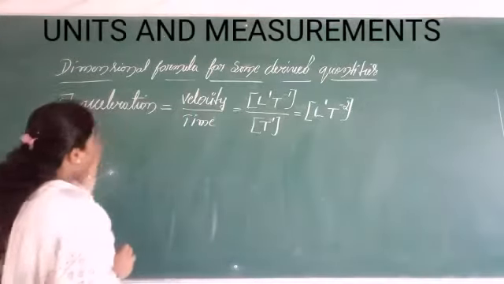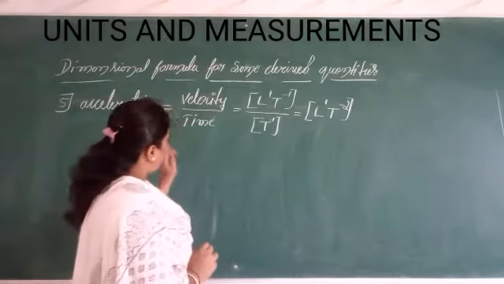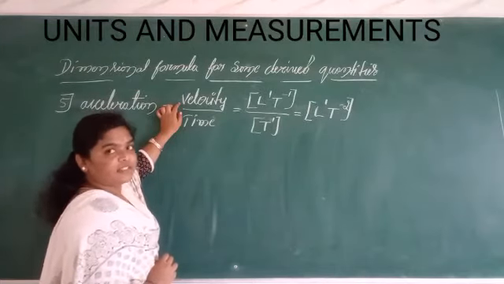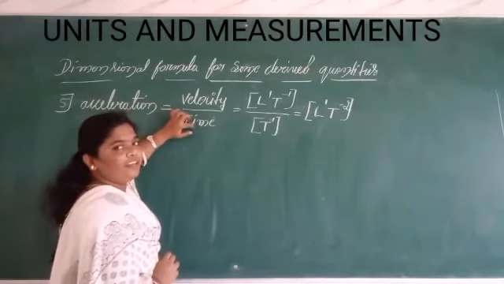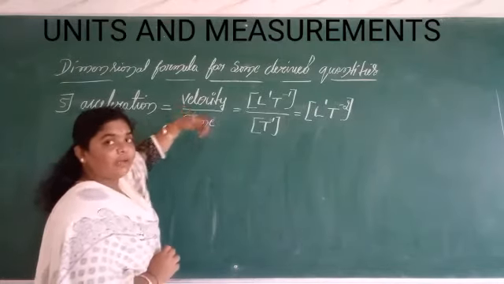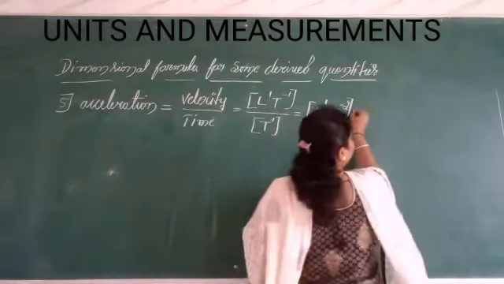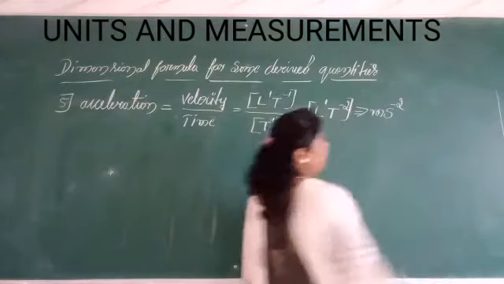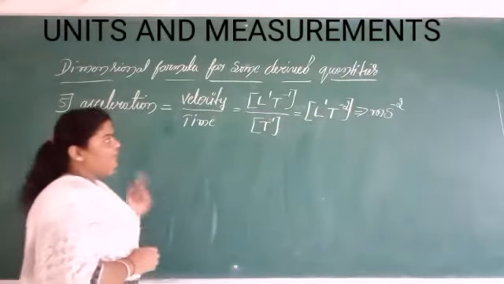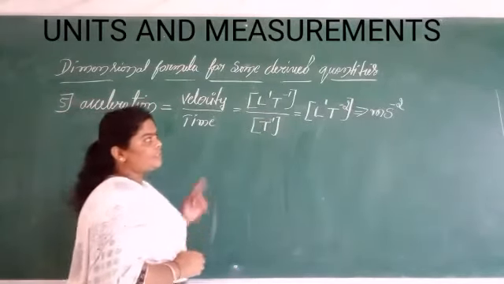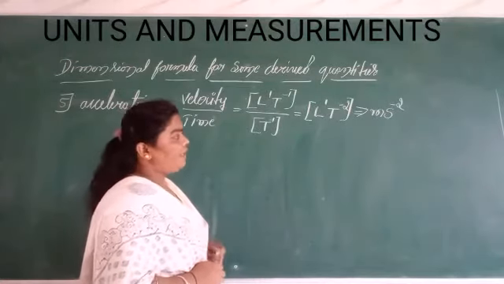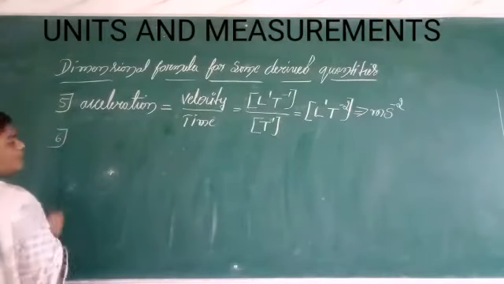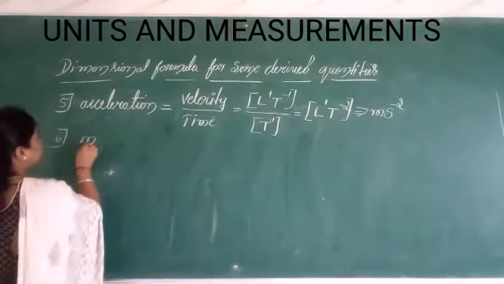Now the unit for acceleration. See, velocity has the unit meter per second, and in the denominator time is there, that is second. So another second gets added. The unit of acceleration is meter per second square. The dimensional formula for acceleration is L1 t minus 2 and the unit is meter per second square.